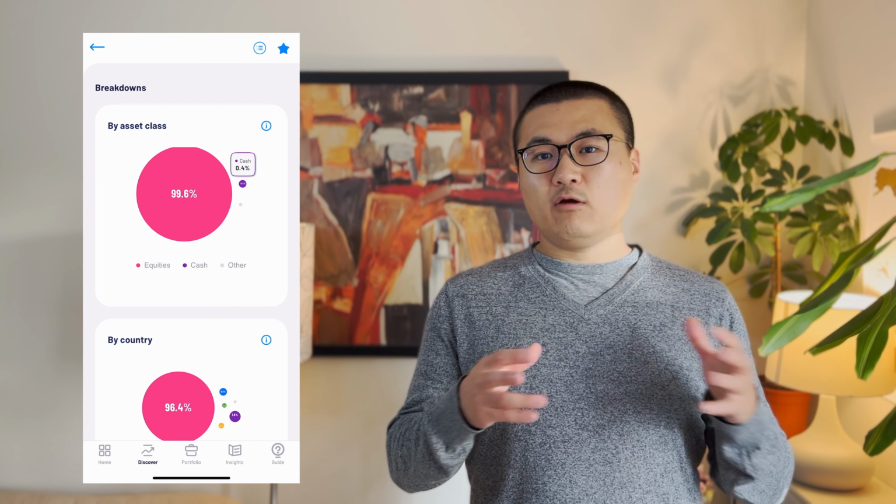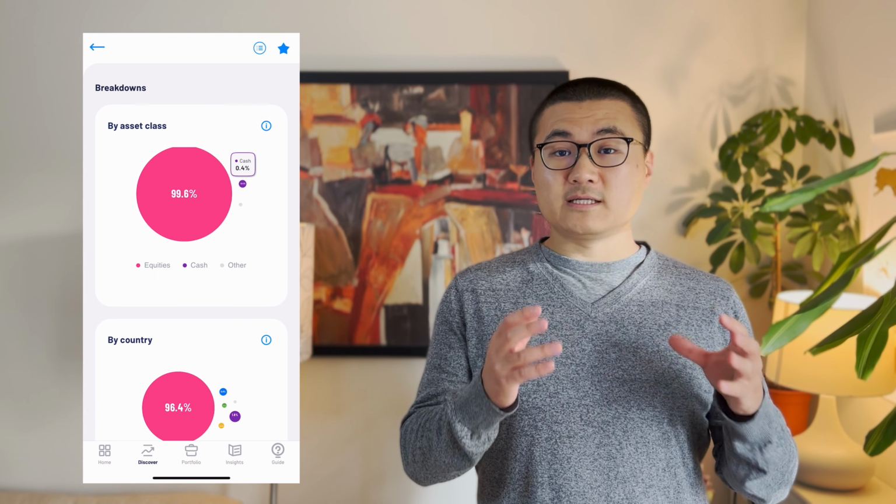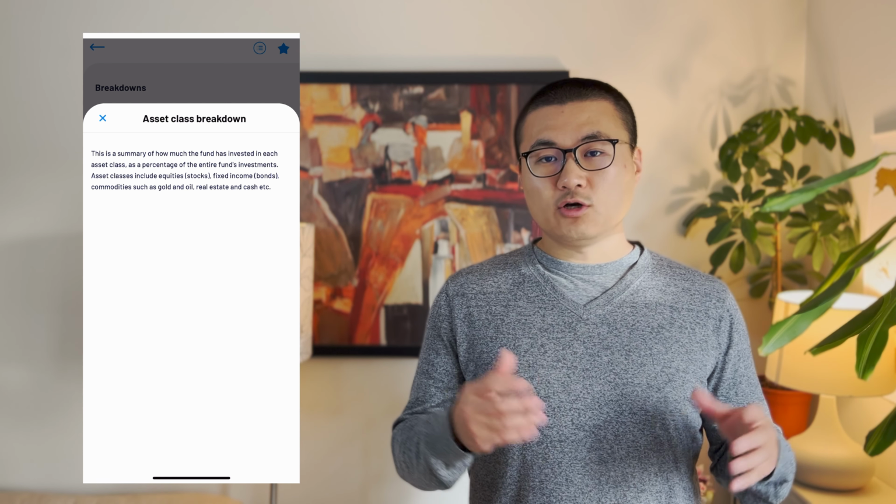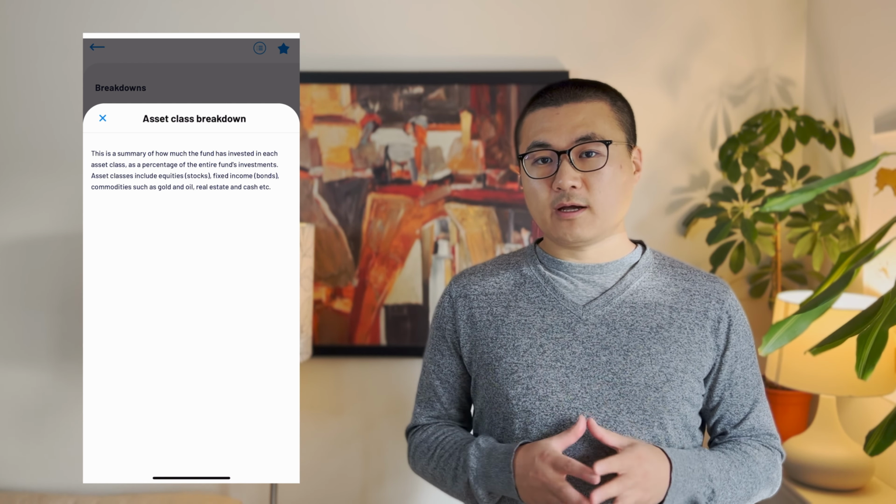You can tap on any of the circles to see the exact percentage numbers. Also, you can go into the information icon here to read its detailed descriptions. The breakdown section is quite useful when it comes to knowing about diversification and where exactly your investments go into.